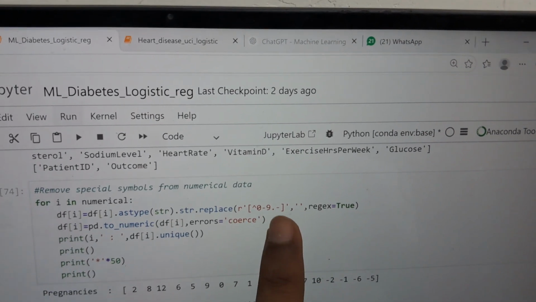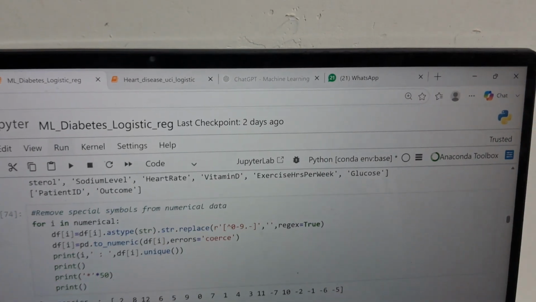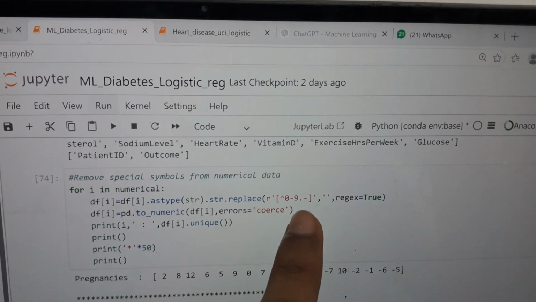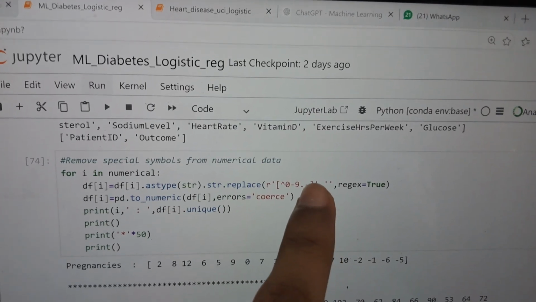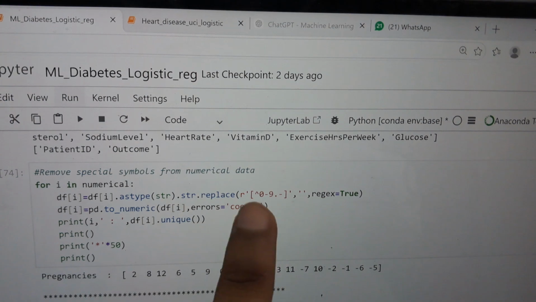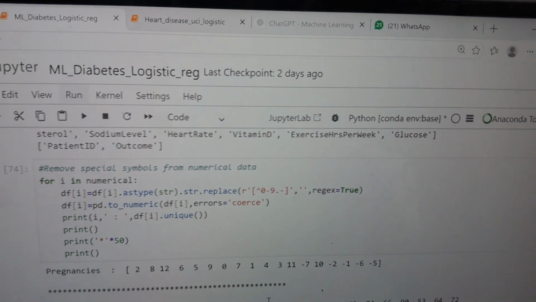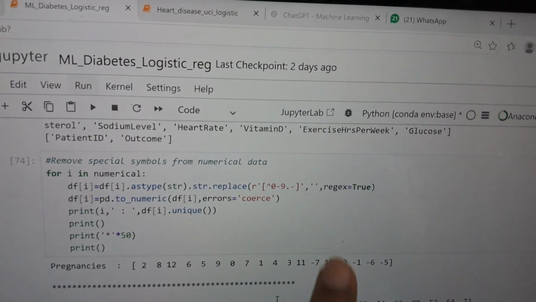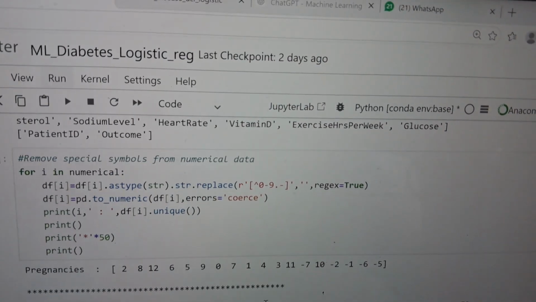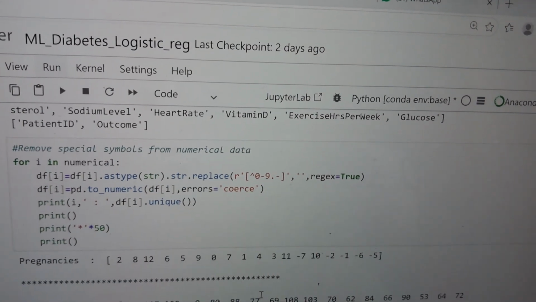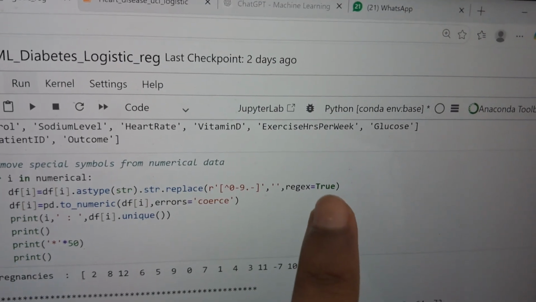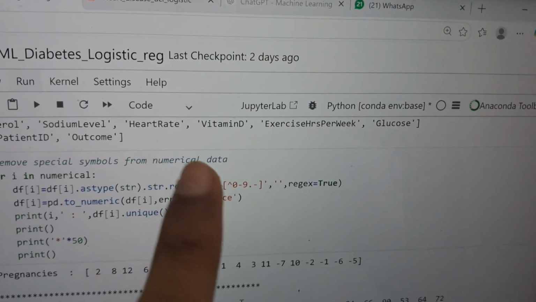So accept these values. Because it is numerical data, you need 0 to 9 numbers, the dot if there are decimal points, and the minus, this hyphen, if there are negative numbers. So in numerical data you need these values, but this negation says that any special symbol except these numbers, you have to replace with an empty string, and regex equal to True, so that it will convert.